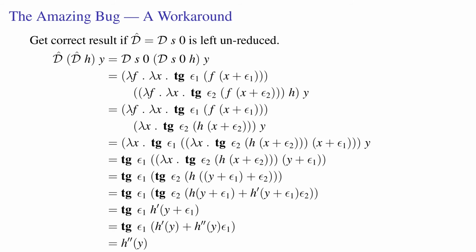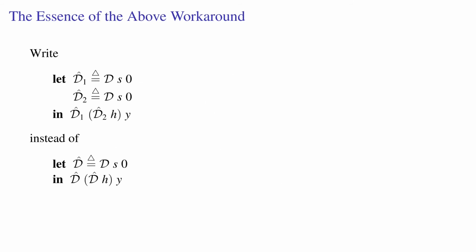Here's an idea for a workaround. We would have gotten the correct result if d hat had been left unreduced. So instead of writing that expression at the bottom where we use d hat twice, we could define d hat twice and use the two different definitions. That would be okay, except it's manual and horrible.